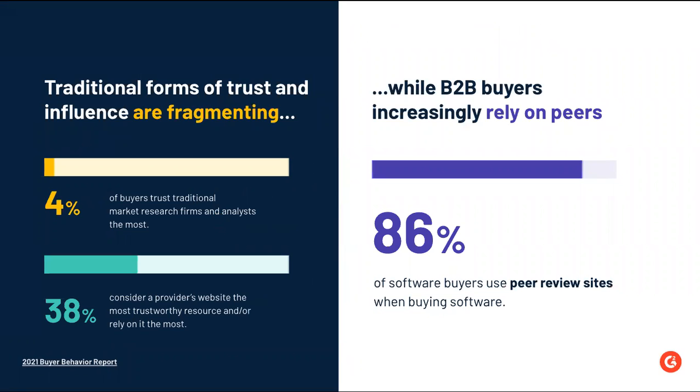Trust sources have really evolved in B2B buying. Only 4% of buyers trust traditional market research firms and analysts, and only 38% of buyers consider the vendor's website the most trustworthy resource, while B2B buyers are relying on peers. So 86% of software buyers across segments are using peer review sites when they're buying software. This doesn't change much by segment. 85% of enterprise buyers cite that peer review sites are being used when they're buying software. And often peer review sites are used earlier in the buying cycle, and then again later to validate the decision that's been made in the end.